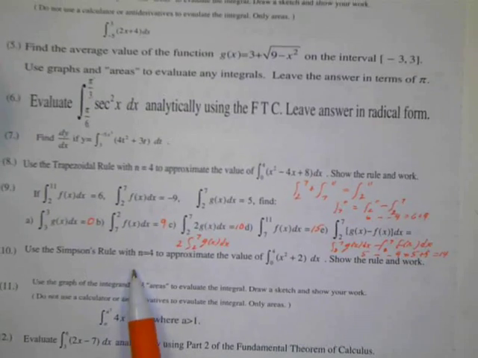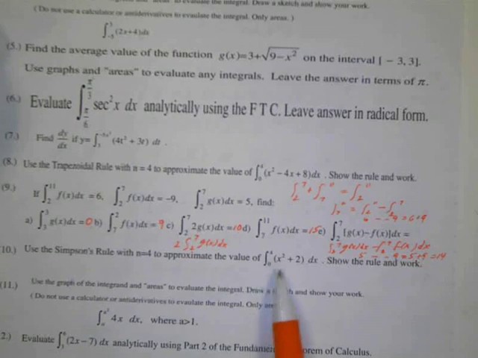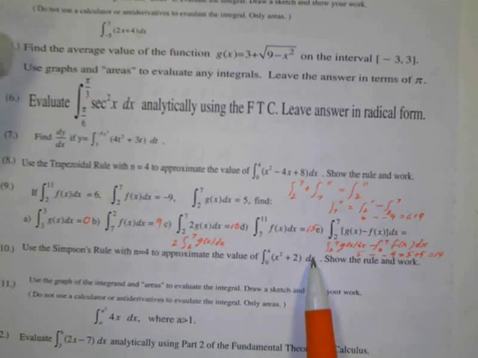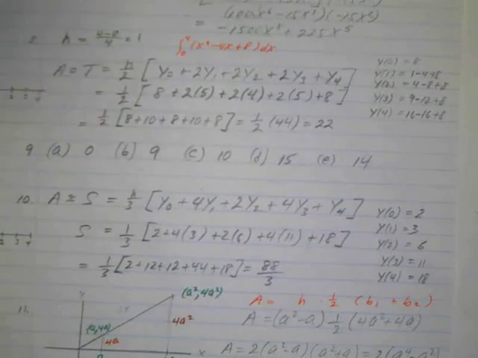All right, let's try number 10. We want to use Simpson's rule with n equals 4 to approximate the value of this integral from 0 to 4 of x squared plus 2 dx. So n equals 4, and I'm going from 0 to 4, so it looks like my h is going to be 1.